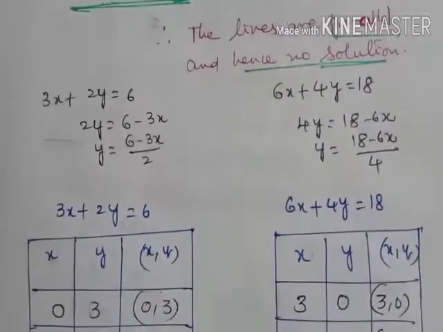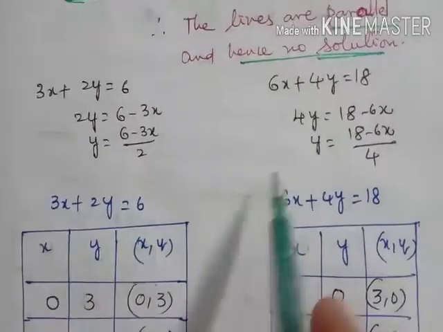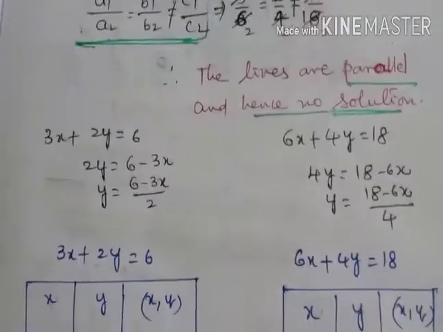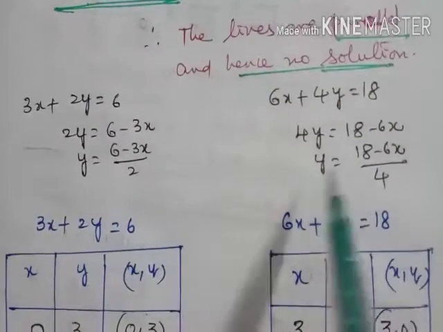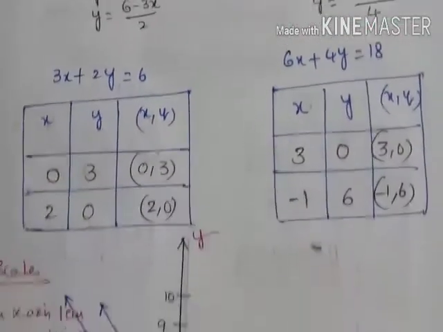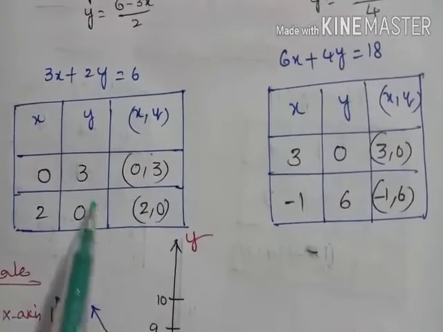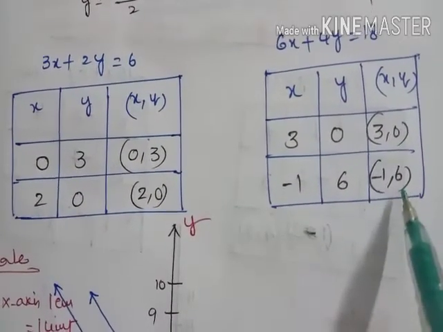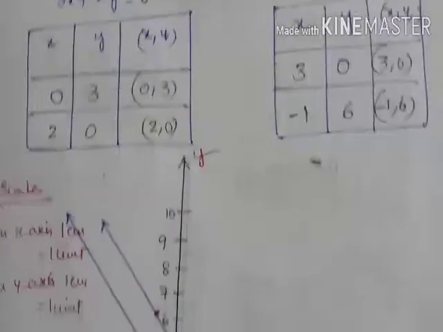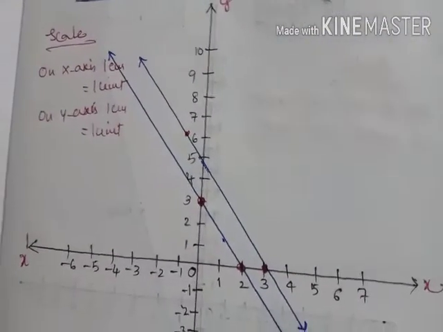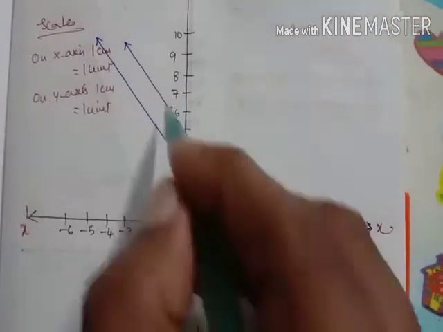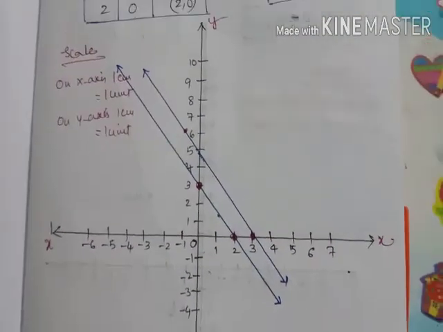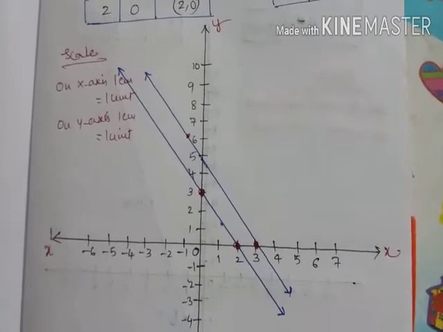So graphical method means we need to find out the coordinates x comma y, coordinates like this. We have already discussed this process in the earlier questions. I am getting 0 comma 3, 2 comma 0, 3 comma 0, minus 1 comma 6. After plotting, we are getting the result like this. These are the parallel lines. They don't intersect at all.